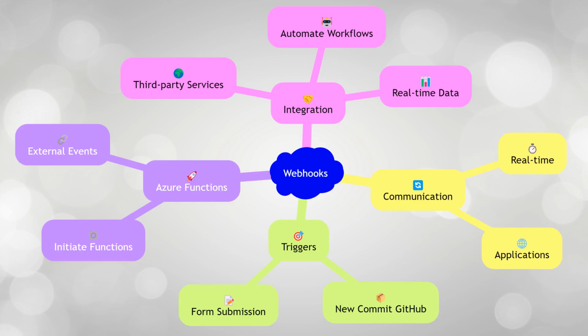Webhooks are a way for applications to communicate with each other in real time. They are triggered by specific events, such as a new commit in a GitHub repository or a new form submission. In Azure Functions, webhooks can be used to initiate functions based on these external events. This is particularly useful for integrating with third-party services and automating workflows based on real-time data.